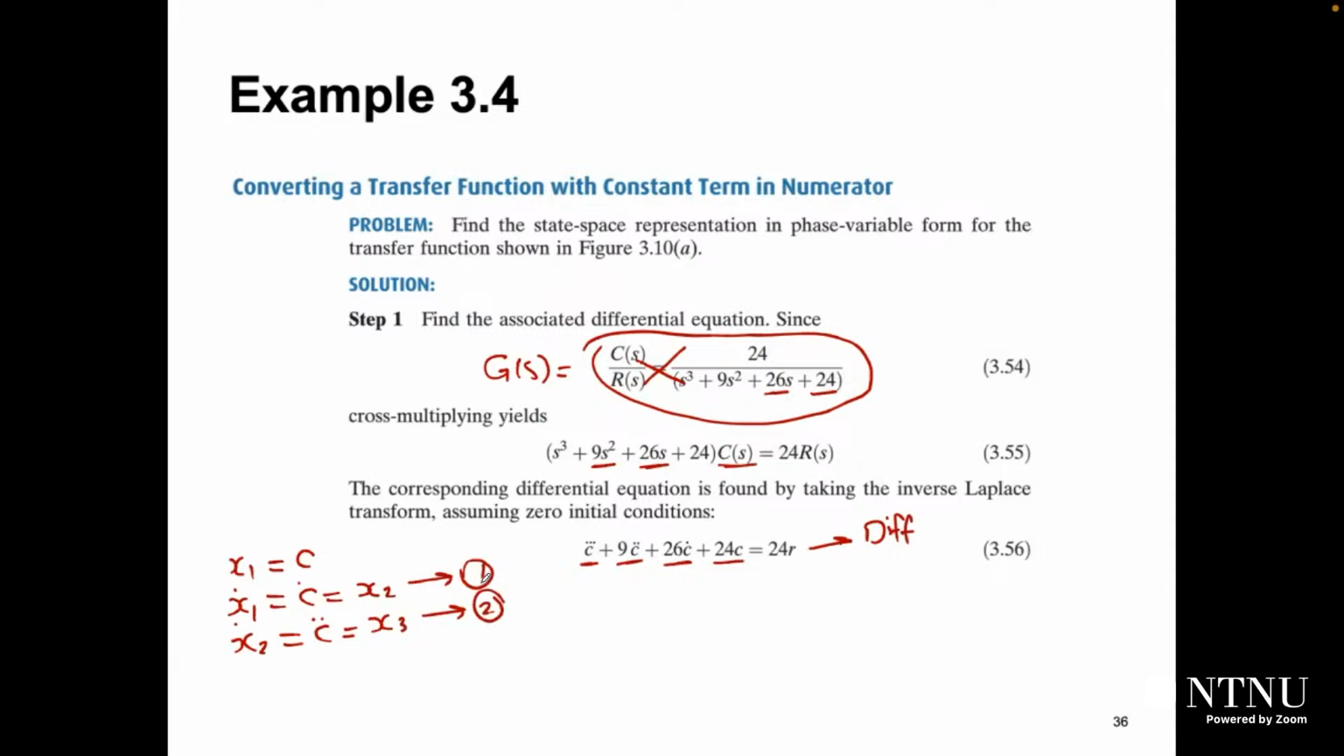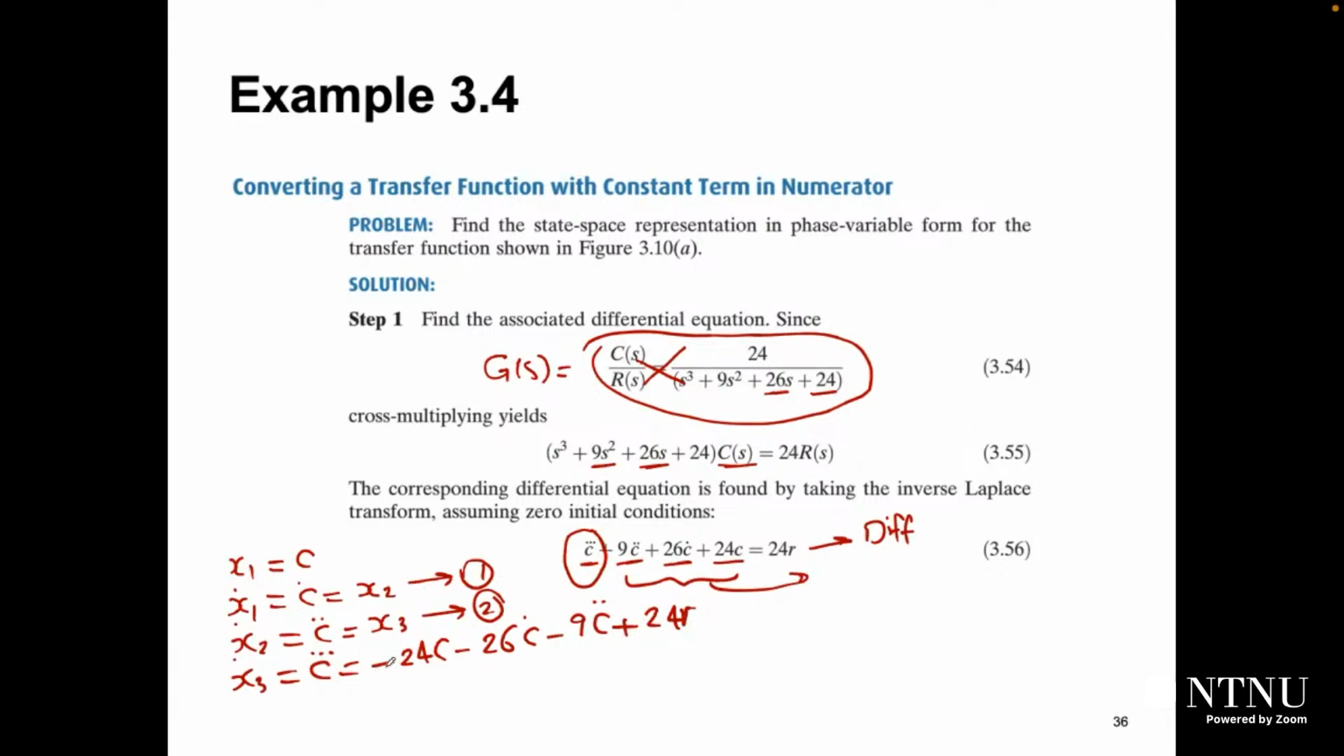Now we will go to the third. Differentiate equation number 2 one more time, so we will have x3 dot equal c triple dot. And when you have c triple dot, it is equal to that part, so we need to get that part on one side. We will get it from equation 3.56. So it will be minus 24c minus 26c dot minus 9c double dot plus 24r. So in fact, this is that part, and I need to move that part to the other side with a negative sign.